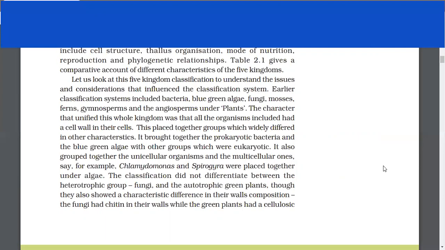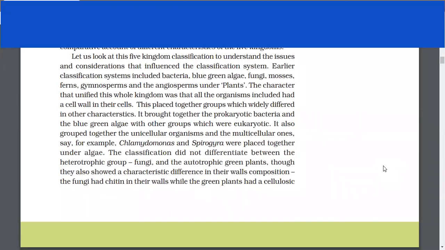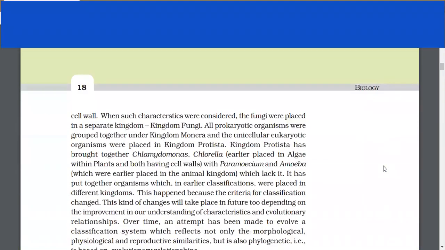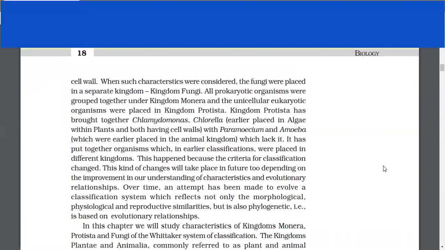The classification did not differentiate between the heterotrophic group, the fungi, and the autotrophic green plants, though they also showed a characteristic difference in their wall composition. The fungi had chitin in their walls, while the green plants had a cellulosic cell wall. When such characteristics were considered, the fungi were placed in a separate kingdom, Kingdom Fungi. All prokaryotic organisms were grouped together under Kingdom Monera, and the unicellular eukaryotic organisms were placed in Kingdom Protista.